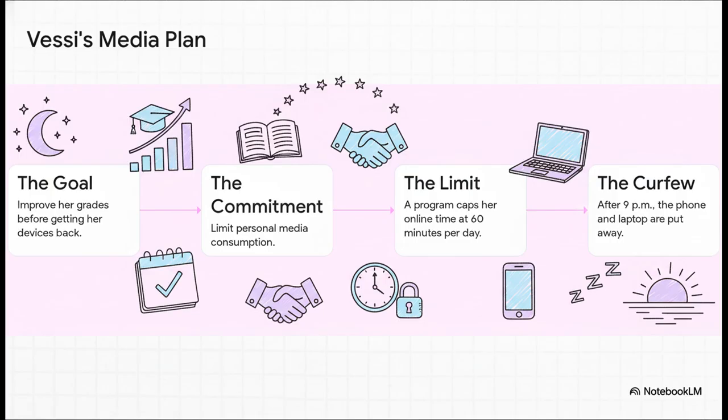In Vessi's story, she realized her screen time was affecting her grades, so she and her parents came up with a really simple, powerful plan. A clear goal, a personal commitment, a hard time limit, just 60 minutes a day, and a digital curfew, no devices after 9 p.m. These are real, concrete steps anyone can adapt to find a bit more balance.